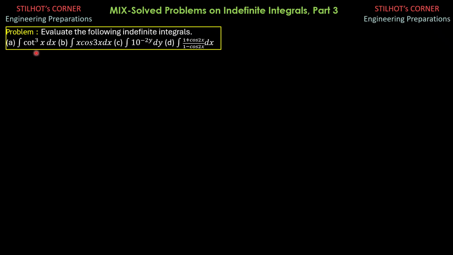So we have to break cotangent cube into cotangent square x, then cotangent x dx, and use the identity for cotangent square, which is cosecant square x minus 1. So the integral of cotangent cube x dx is also the integral of the quantity cotangent square x times cotangent x dx. We replace cotangent square x by the quantity cosecant square x minus 1, then times cotangent x dx, its identity.